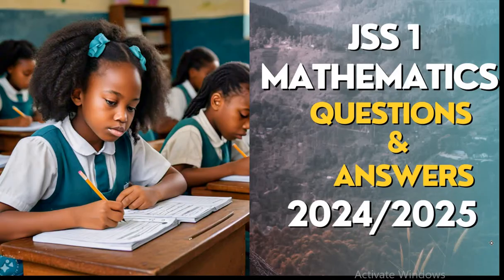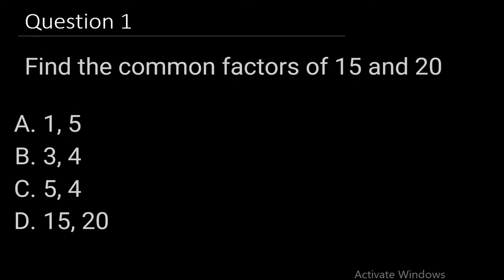We'll be looking at a compilation of JSS 1 mathematics questions and answers for the 2024-2025 session. For those of you that just entered JSS 1, this video is for you. Let's take a look at the very first question, question number 1. This question says, find the common factors of 15 and 20.